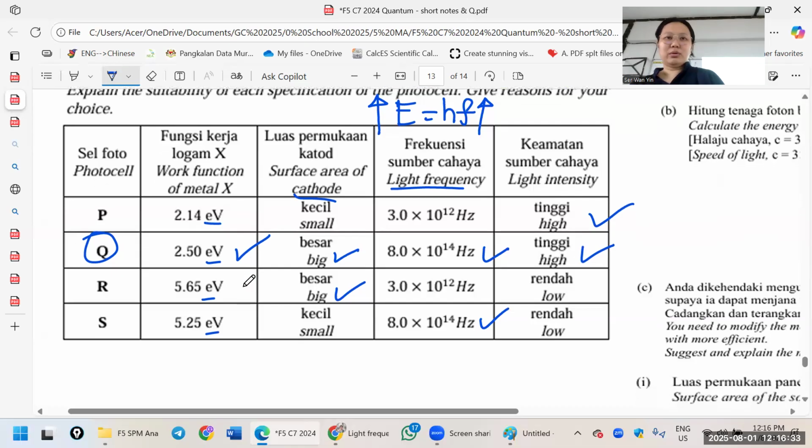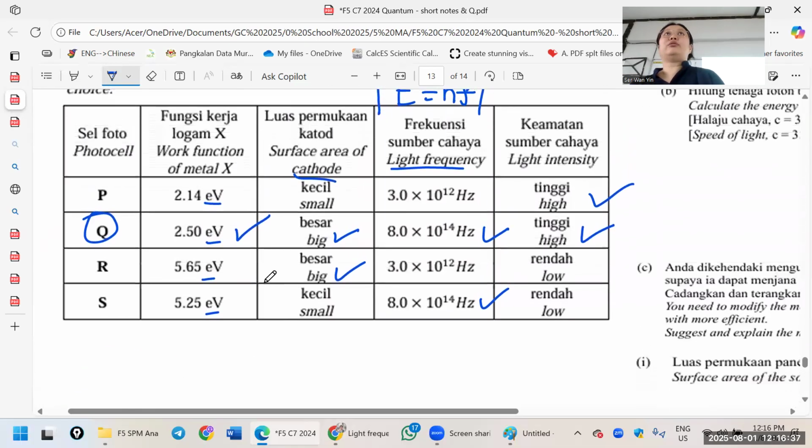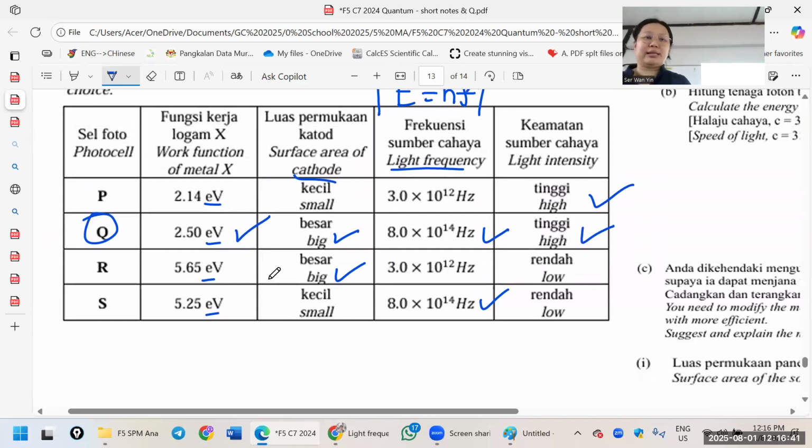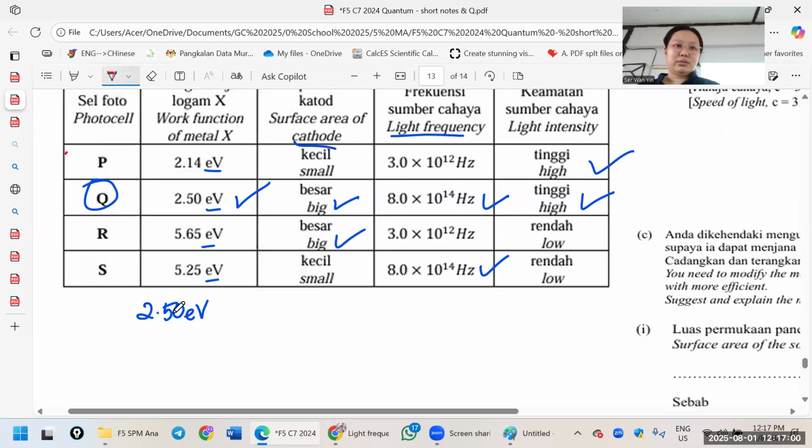Okay, so now, I assume all of you know how to make table. Only Cashvin didn't come. Okay, so now this one, work function, we write 2.50 eV, correct? No. What should we write? Should write low. But I think 2.14 is lower. Don't use moderate. Don't say not too large, not too small.